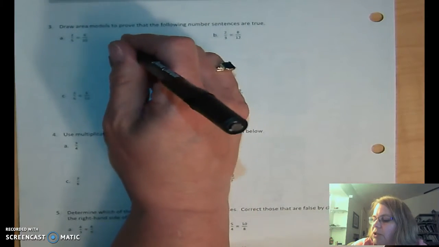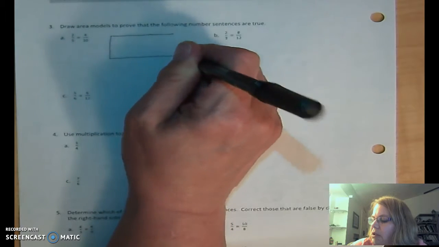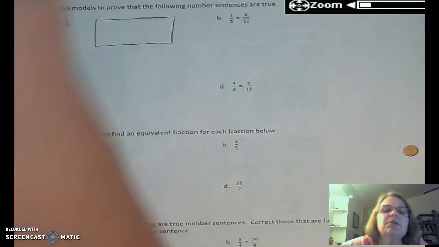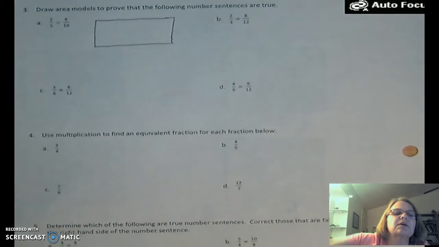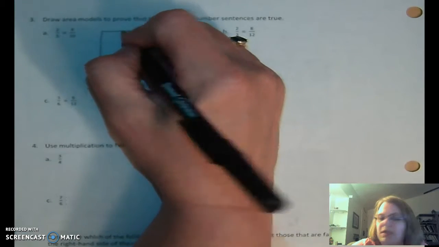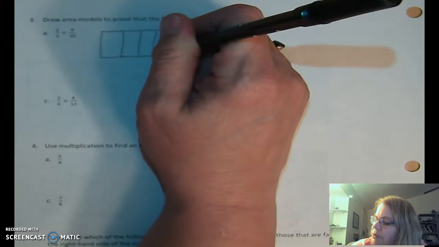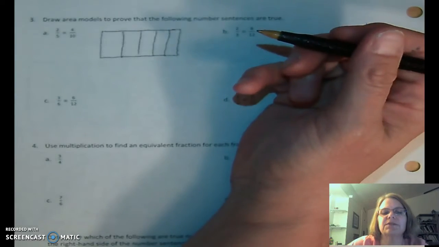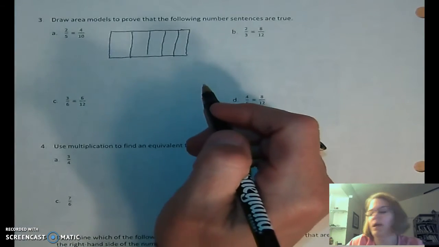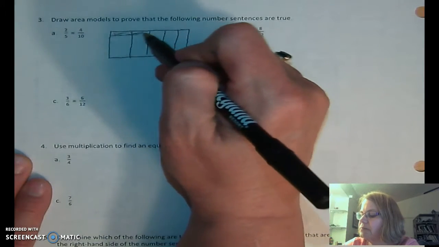Okay, so we're going to start with an area model of 2/5. Let me make that a little bit bigger. There we go. So 2/5. So I'm just going to make a box and I'm going to divide it vertically into fifths. 1, 2, 3, 4, there's fifths. And then I'm going to divide it again. So I'm going to shade in 2/5.